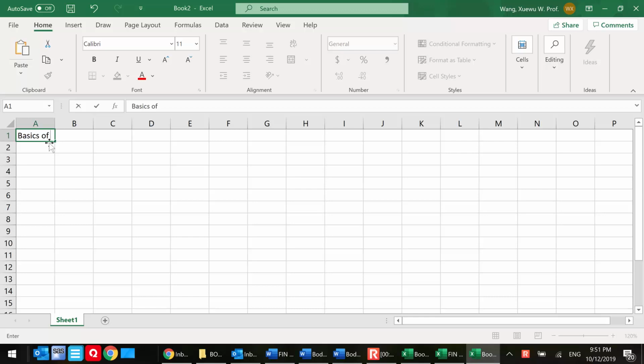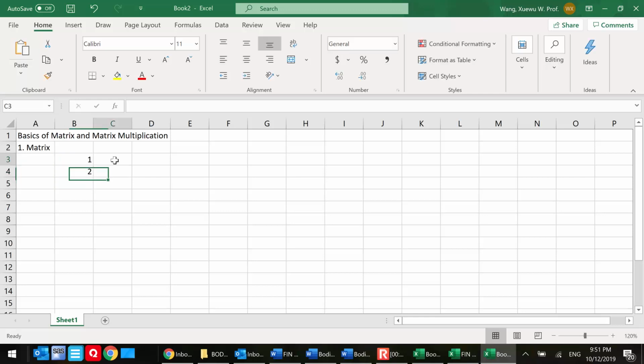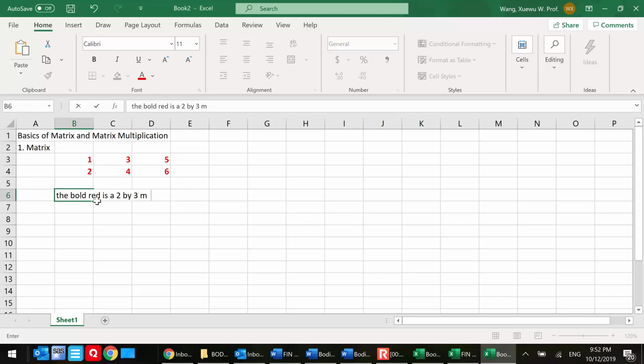All right. So let me provide you with a little basics of matrix and matrix multiplication. First of all, what is a matrix? I can actually make a lot of different matrices here. For example, I can say this: 1, 2, 3, 4, 5, 6. This is a matrix, right? It has 2 rows and 3 columns. Maybe I should make this bold. The bold red is a 2 by 3 matrix.